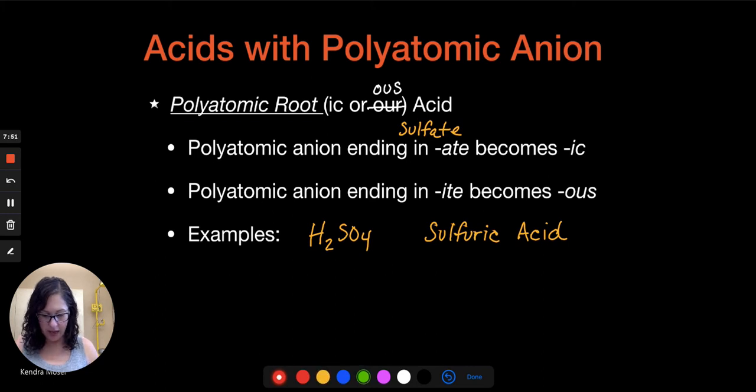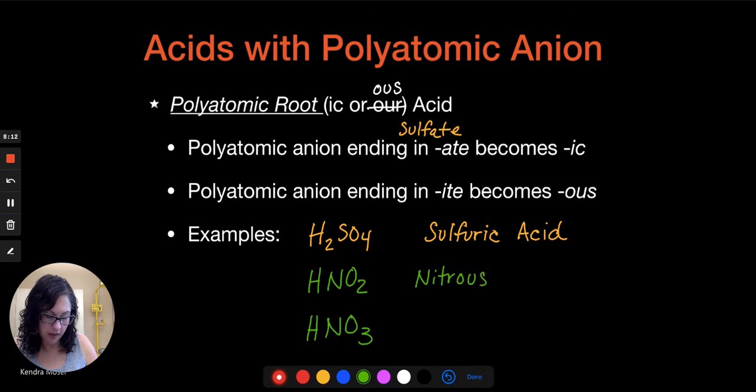Let's take a look at one that has both an ate and an ite. I'm going to give you a different example. And so we could have something like HNO2 versus HNO3. Okay, for HNO2, that is nitrite. So that is nitrous acid. And HNO3 is nitric acid.